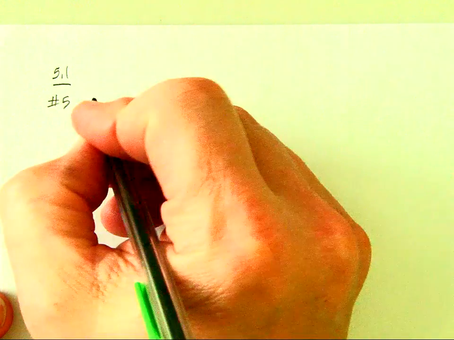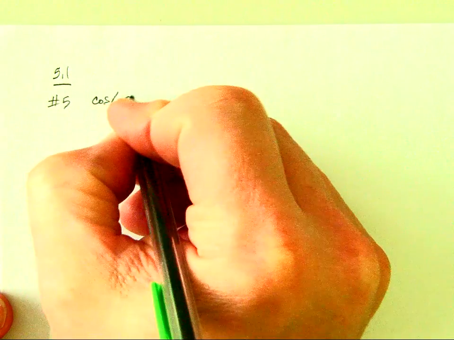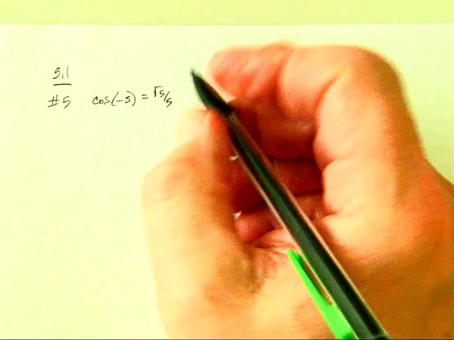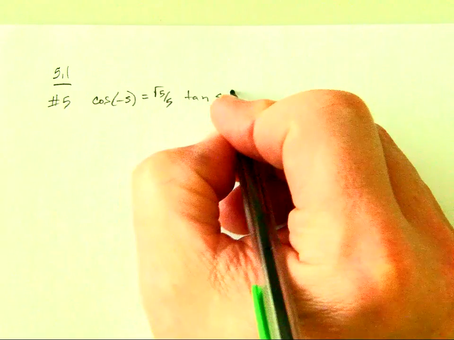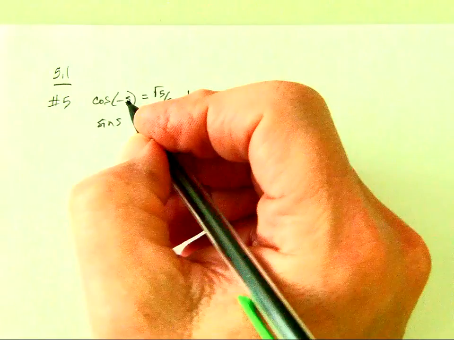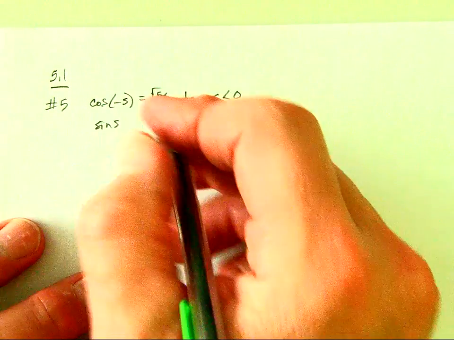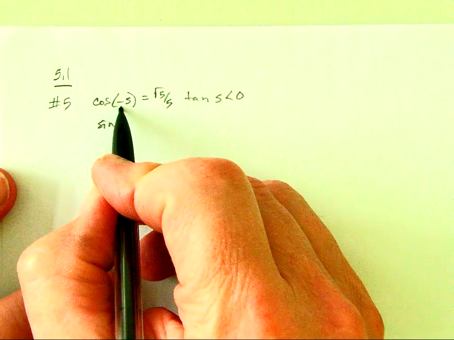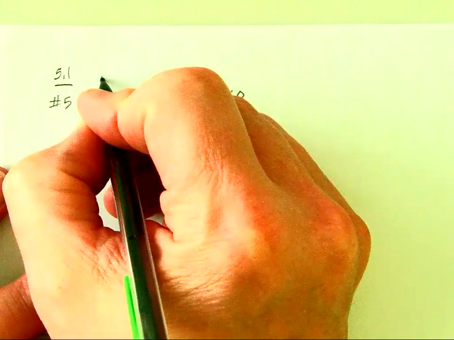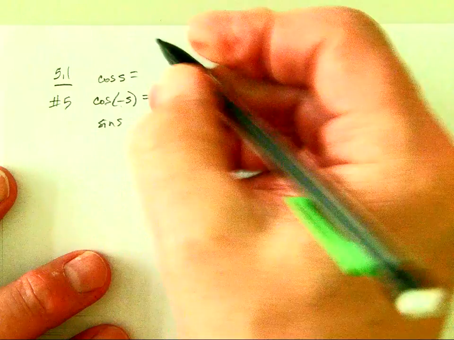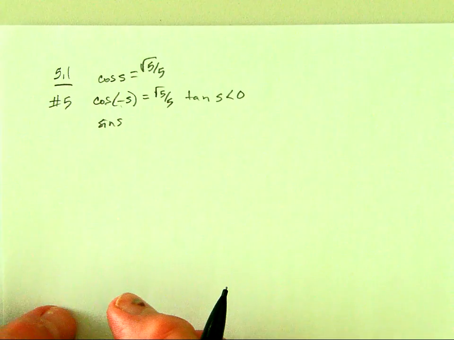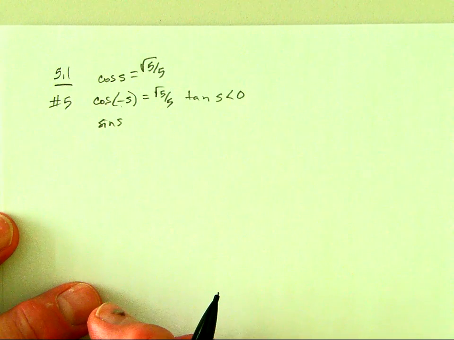So number 5, they tell us the cosine of negative s is radical 5 over 5, and they tell us the tangent of s is less than 0. And we want to find the sine of s. Now remember, for negative angles, the cosine is the weird one. The cosine of negative s is the same as the cosine of positive s. So the cosine of positive s is also radical 5 over 5.